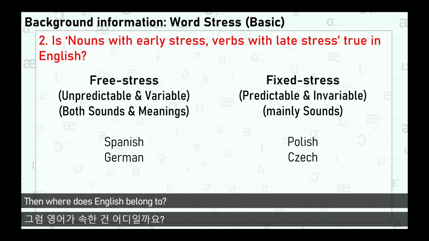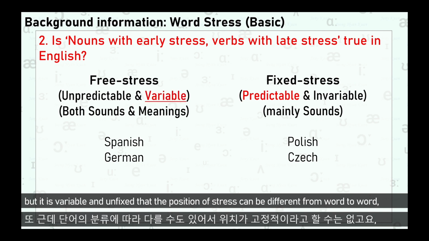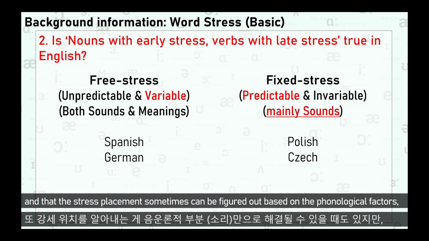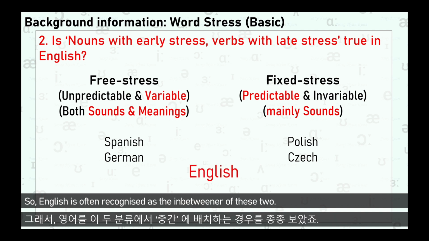Then where does English belong? English is quite special in that most of the time its stress placement is predictable, but it is variable and unfixed, in that the position of stress can be different from word to word, and the stress placement sometimes can be figured out based on the phonological factors, but other times requires morphophonological factors. So English is often recognized as the in-betweener of these two.